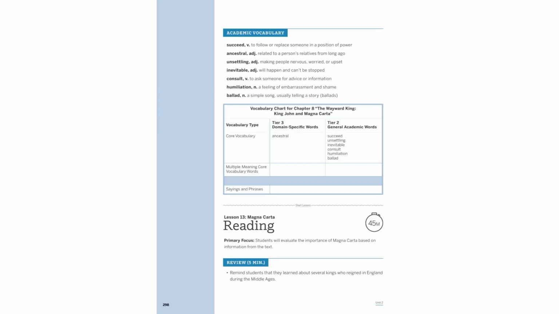The term succeed means to follow or replace someone in a position of power. Ancestral refers to something related to one's long-ago relatives. Unsettling describes something that causes nervousness or worry. Inevitable means something that cannot be stopped. Consult involves seeking advice or information. Humiliation is a feeling of embarrassment. A ballad is a simple song telling a story.